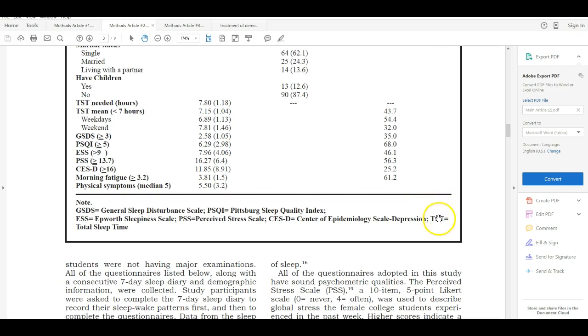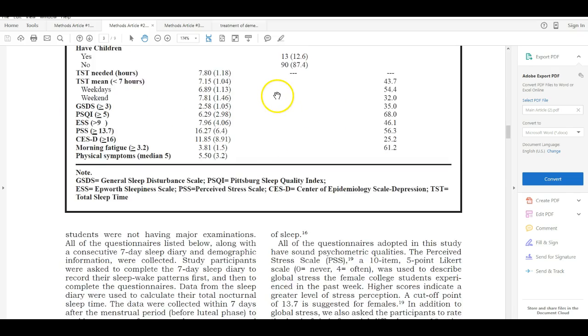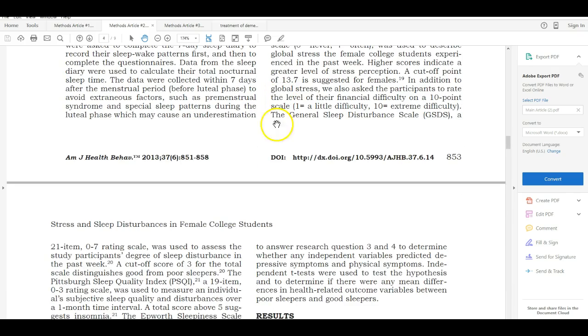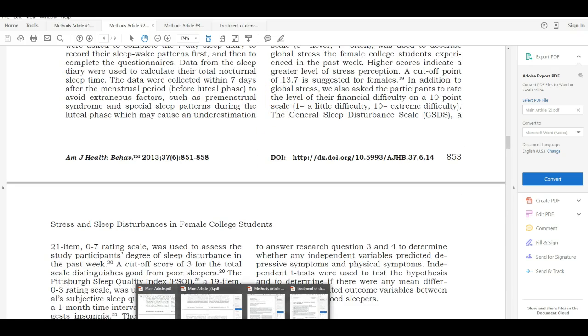Also notice that TST is total sleep time. So total sleep time was also measured, and that's another important outcome measure of this study. Those are a few tips for one like this, and we'll just look at one more.